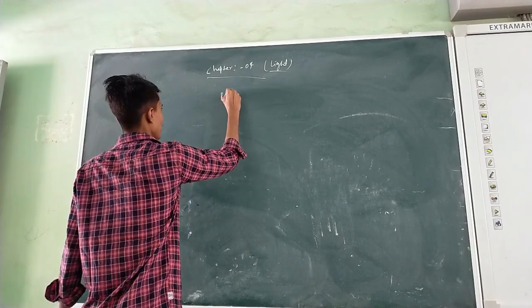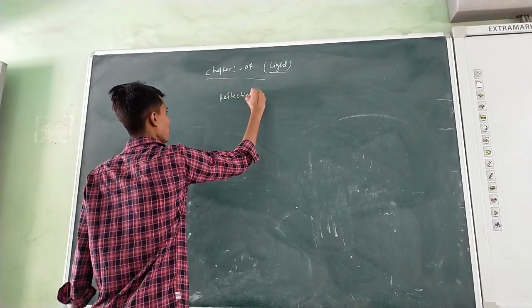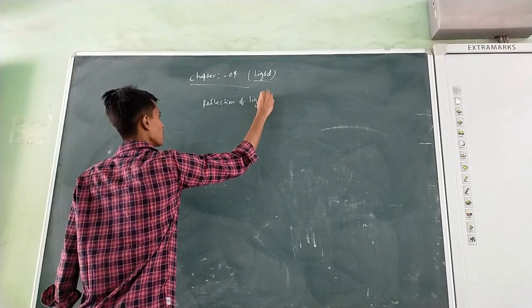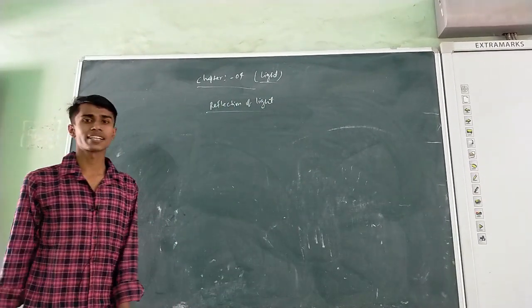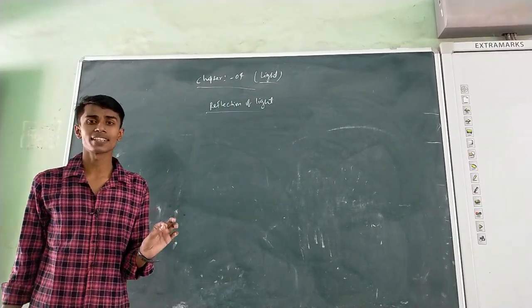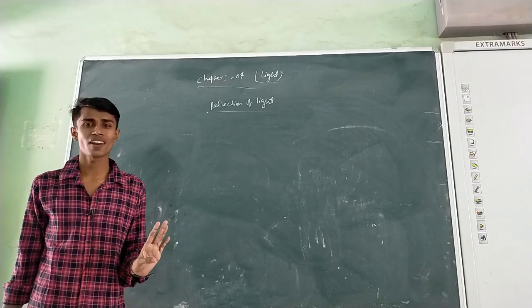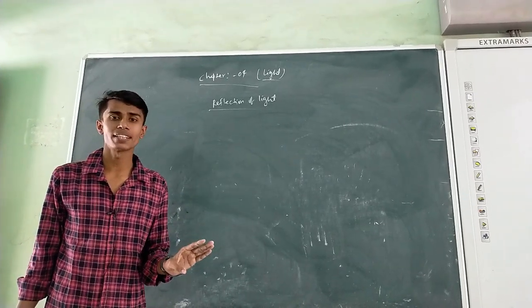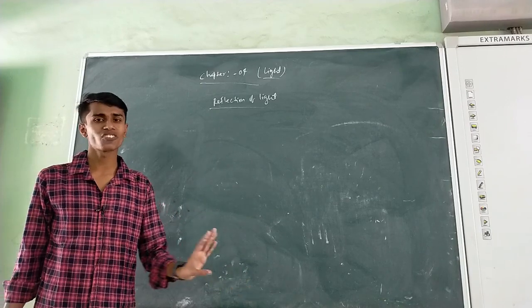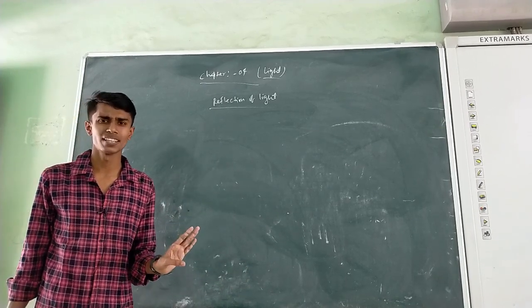We are studying reflection of light. What is the meaning? How could you define reflection of light? Go through the notes. In notes you have written, the sending back process of light ray when it strikes a surface is called reflection of light, or the bouncing back of light ray when it falls on a surface is called reflection of light. The meaning is quite clear.